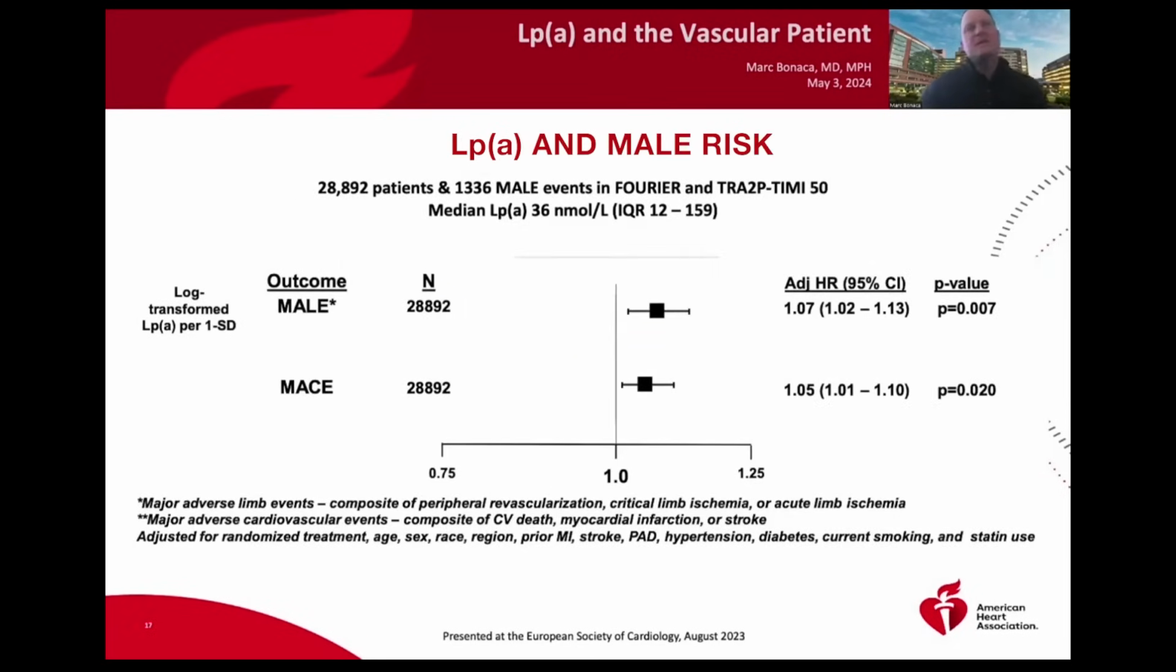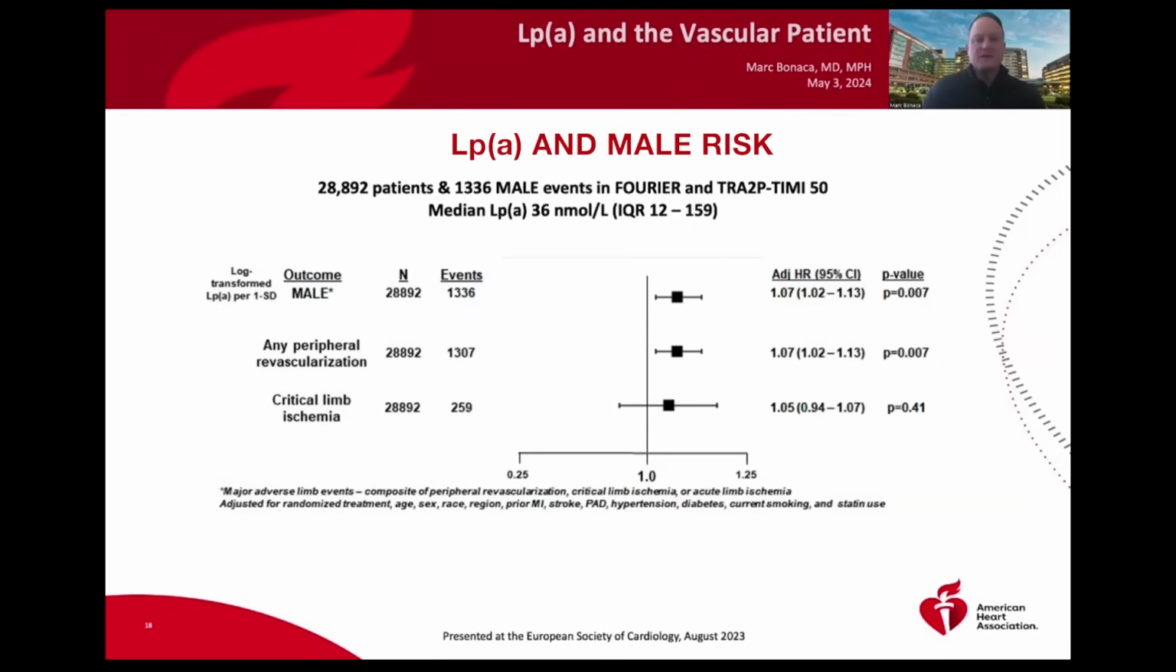When you put this into context as a continuous variable, we are all very aware of the risk of MACE, but the risk of MALE has a very close association with LPA of a magnitude that is as strong as that seen for MACE. And so that limb outcome should be very much on the mind of clinicians identifying patients with PAD and high lipoprotein A. And this is consistent across the different components of the MALE outcomes, including the need for repeat revascularizations, critical limb ischemia, and composites of adverse limb events.